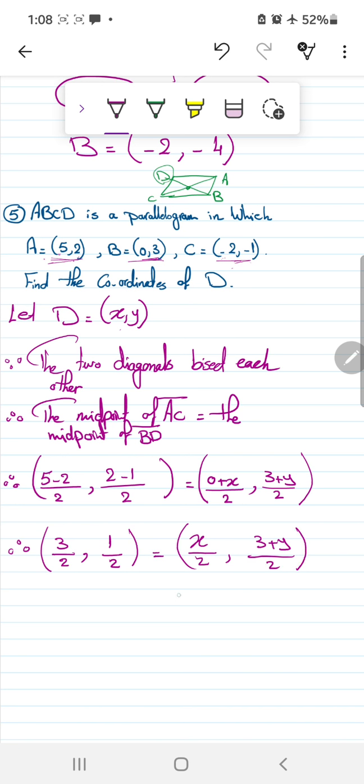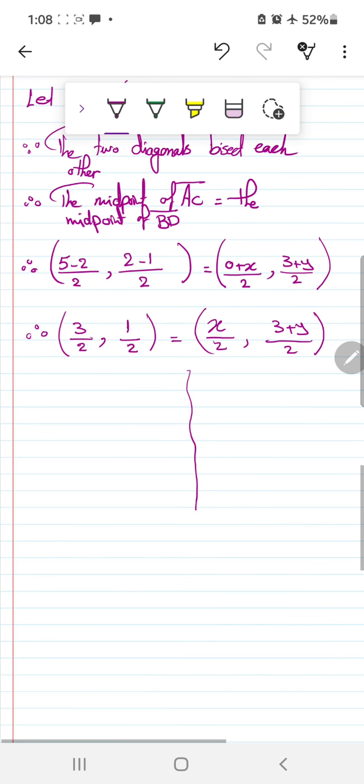So the first coordinate here equals the first coordinate here. So we get x over 2 equals 3 over 2. Cancel 2 with 2, so we get x equals 3.